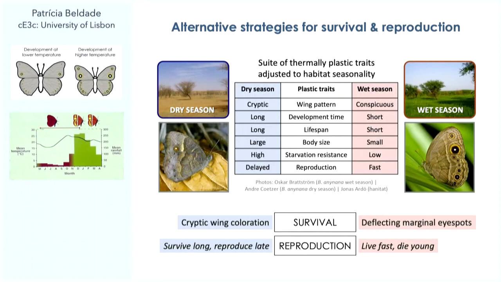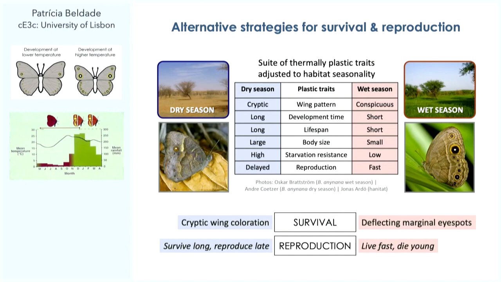So in the wet season, Antonio already showed beautifully how these eye spots attract the attention of, in particular, predatory insects towards the margin of the wings and away from the fragile body. So they have the strategy of deflecting the attention of predators, attracting them to the margin of the wings, whilst in the dry season, where they're very inconspicuous, they rely on crypsis. So it's like a brown butterfly sitting on a background of brown leaves.